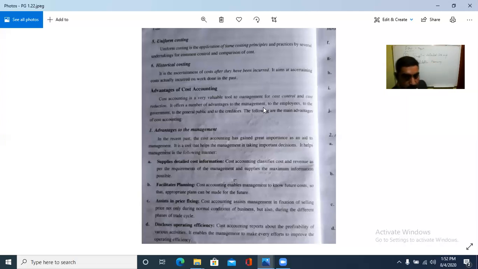Facilitates planning. Cost accounting enables the management to know the future cost so that appropriate plans can be made for the future. So that is facilitates planning.